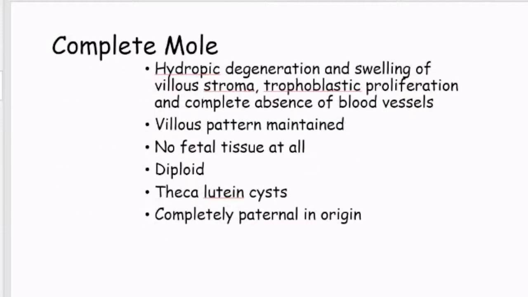In a complete mole you have the hydropic degeneration and the trophoblastic proliferation. There's complete absence of blood vessels, okay? The villus pattern is maintained. There's no fetal tissue at all. And because of all the HCG, you might find that there are theca lutein cysts in the ovary. Why?